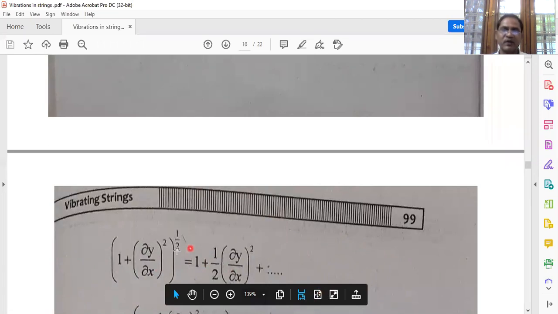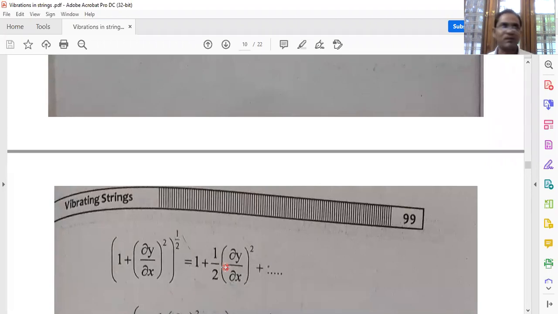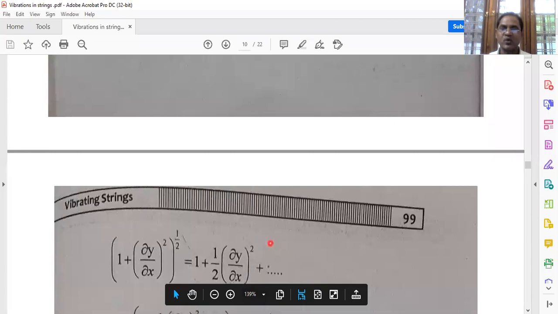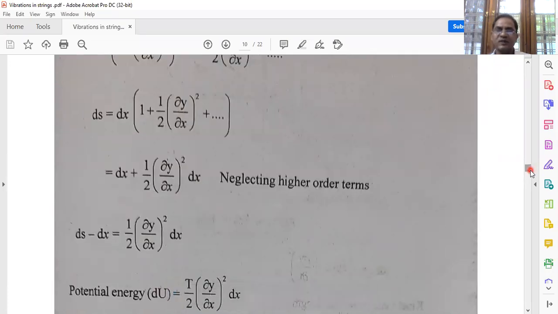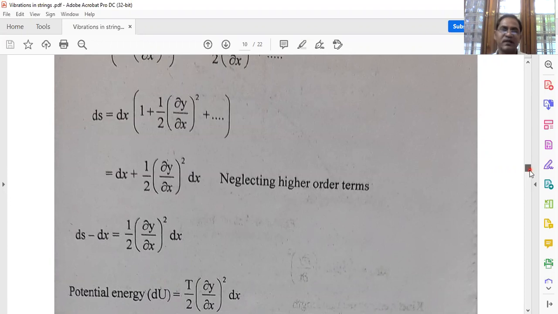1 plus (dou y by dou x) whole square whole power of one half is of the form 1 plus x whole power n. From the binomial theorem expansion, you take the first two terms, neglecting higher order terms. 1 plus x whole power n is equal to the first two terms, 1 plus nx. So 1 plus 1 by 2 (dou y by dou x) whole square. Right, sir? So you substitute this in the previous equation.